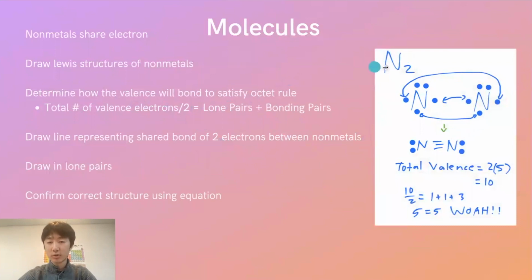So you can see through nitrogen, you first draw the lines, draw the bonding pairs, and then you draw the final Lewis structure. And to confirm the correct Lewis structure, you use the equation, total valence electrons divided by 2 equals lone pairs plus bonding pairs, right?